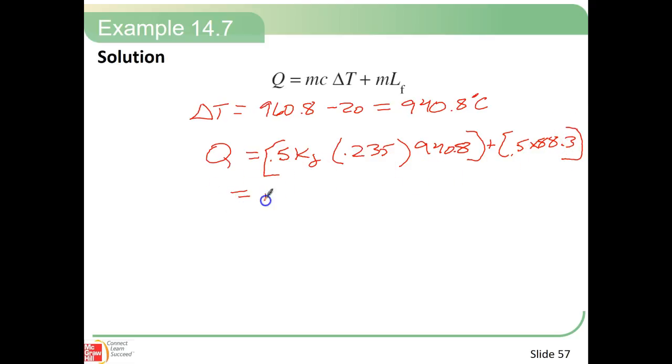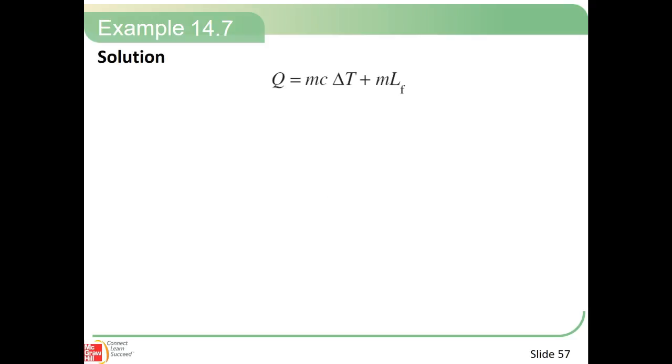When you do that, you should end up with 110.5 kilojoules plus 44.15 kilojoules, and that's equal to 155 kilojoules of energy in order to raise the temperature of the solid silver up to its melting point, and then to convert all of the silver, that half kilogram of silver, into liquid. And so that'd be 155 kilojoules. So there's your first problem.